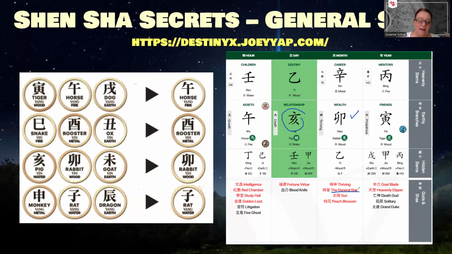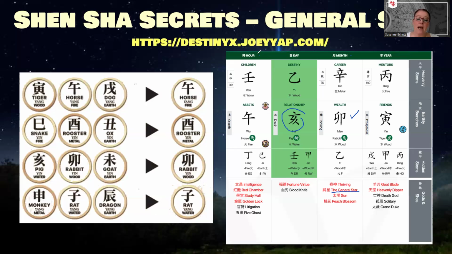So don't get frustrated or don't be disappointed. Not everybody has this. In any case, here we see it in the rabbit. It doesn't matter where this general star appears. It could be in the year, the month, or the hour. Anywhere, if you have it in the chart, then obviously you are blessed with the energy of the general star.